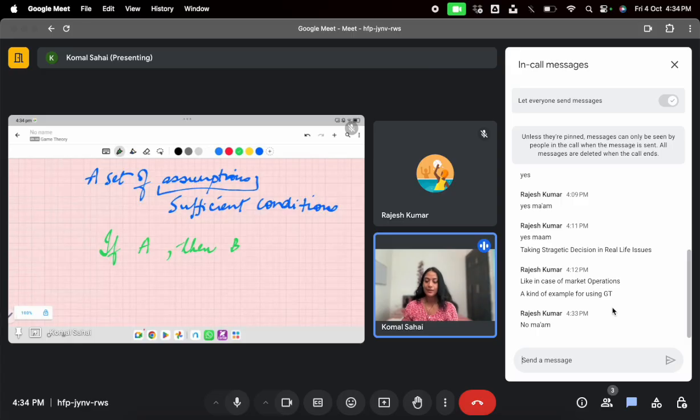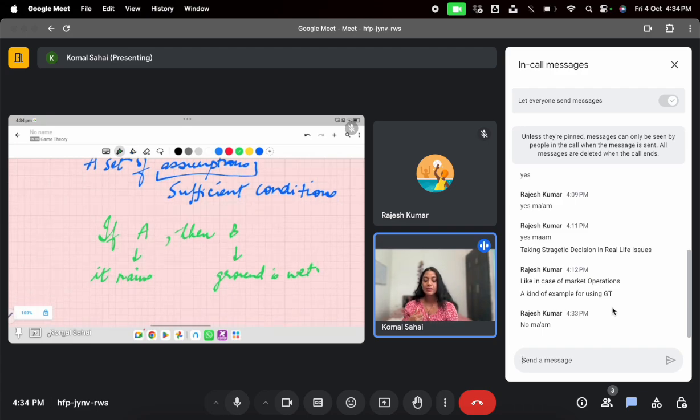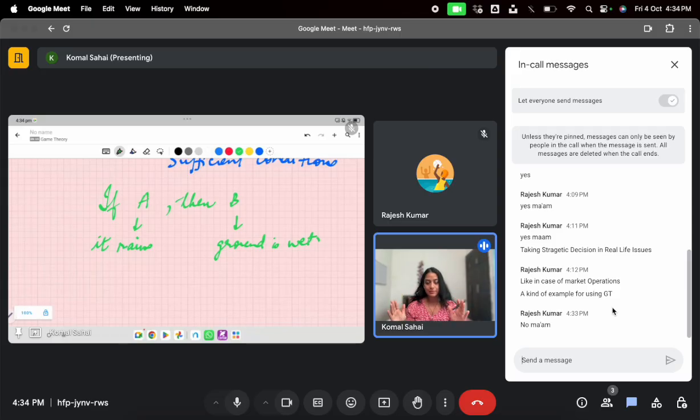Okay, let's take an example. Suppose we say that A is that if it rains, then the ground is wet, right? So it means that we are making a statement. This entire thing is called a statement, right? The first part, A, is called a proposition and B is called the conclusion. So your A is what is called a proposition and your B is what is called a conclusion.